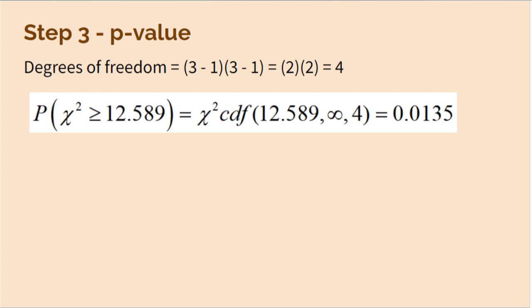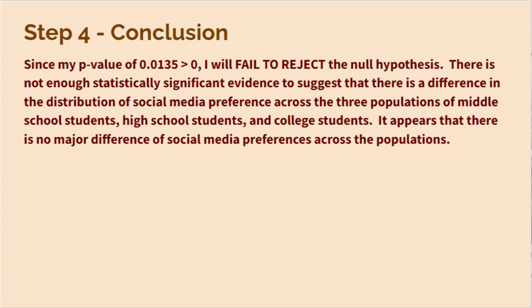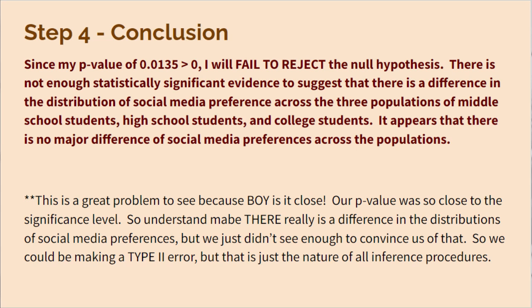Now, they did ask us to use a significance level of 1%. So we would say since my p-value of 0.0135 is greater than 0.01, I will fail to reject the null hypothesis. I'm not saying the null hypothesis is correct. I just do not have enough statistically significant evidence to suggest that there is a difference in the distribution of social media preferences across the three populations of middle school students, high school students, and college students. It appears that there is no major difference of social media preferences across these populations.